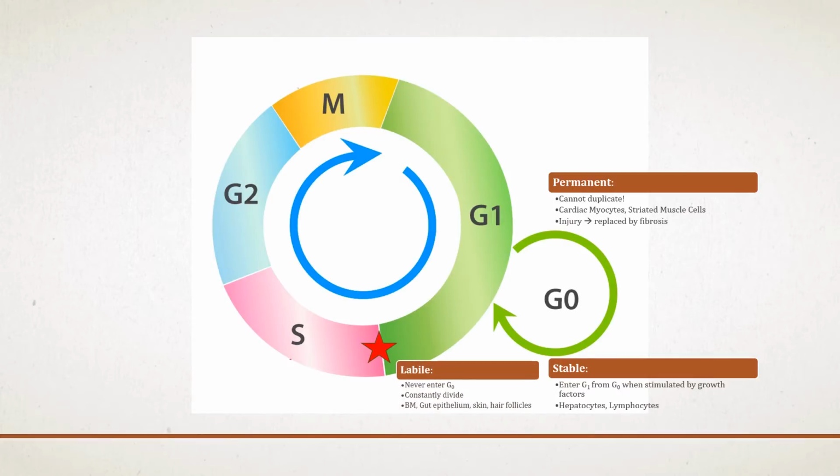And then we have the labile cells. The labile cells never enter the G0 phase. They constantly divide, and they could be thought of like the opposite of the permanent cells. They always replicate. They include bone marrow cells, as well as gut epithelium, skin, and hair follicles.